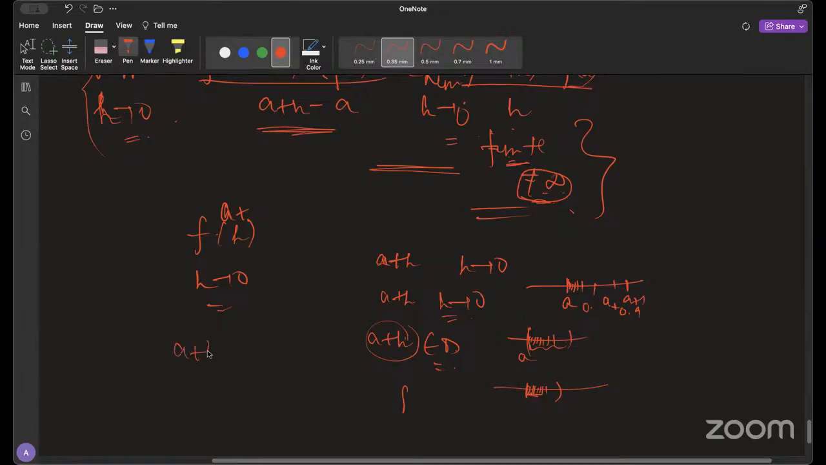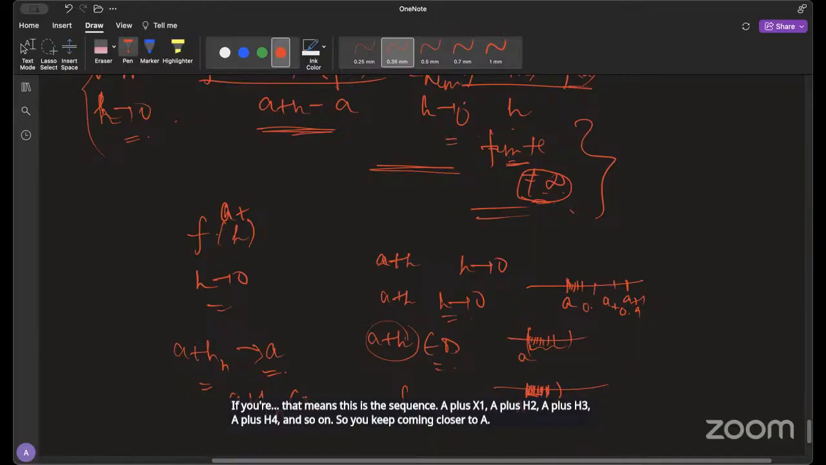Just look at it as a sequence. If hn is going to 0, your a plus hn is going to a. That's what you want. So you want the a plus hn sequence to be in the domain, where hn is tending to 0. That means this is the sequence: a plus h1, a plus h2, a plus h3, a plus h4, and so on. You keep coming closer to a. So you want this thing to be in the domain.